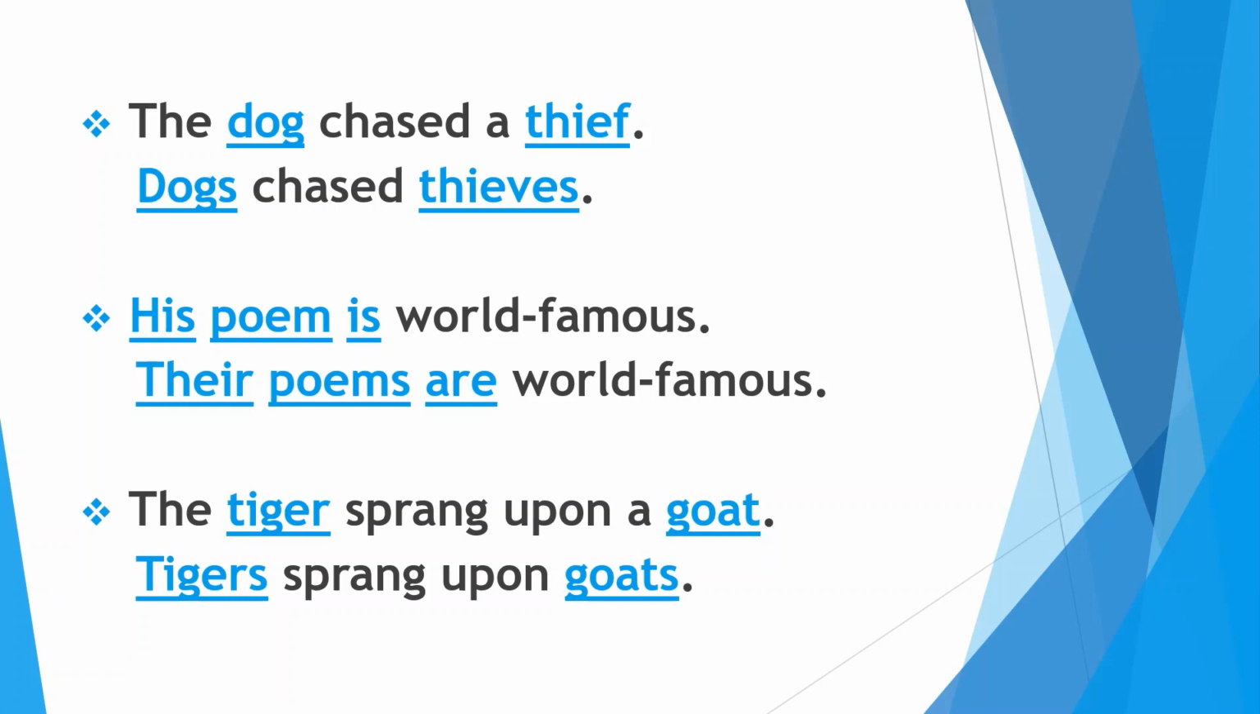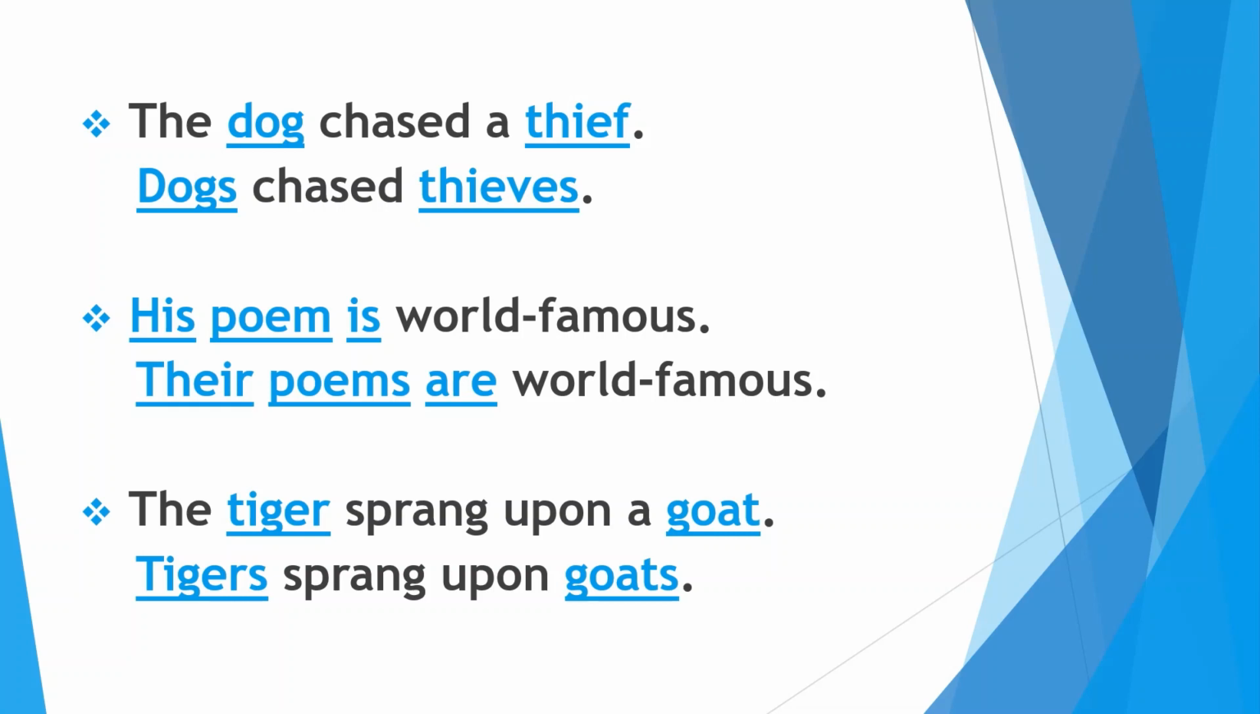His poem is world famous. Now in this sentence, the underlined words, his, then poem and is, all these words you have to change into plural form. Here poem is a noun. Then you can see is is the verb, and here his is the subject. So you have to change all, means subject, noun and verb, to make the sentence in plural form. So the answer sentence is: their poems are world famous.